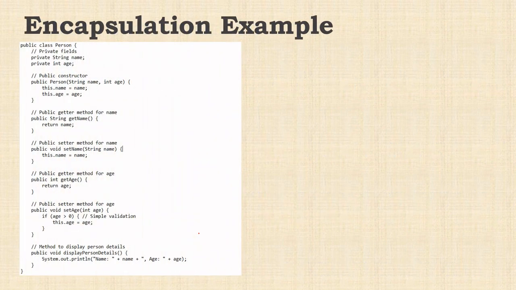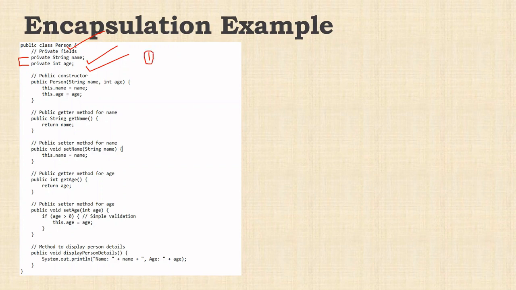So we are going to see an encapsulation example. How can we achieve encapsulation in Java? We have one class, which is the Person class. So we have name and age. What we did here is we have declared name and age as private. So this is our first concept.